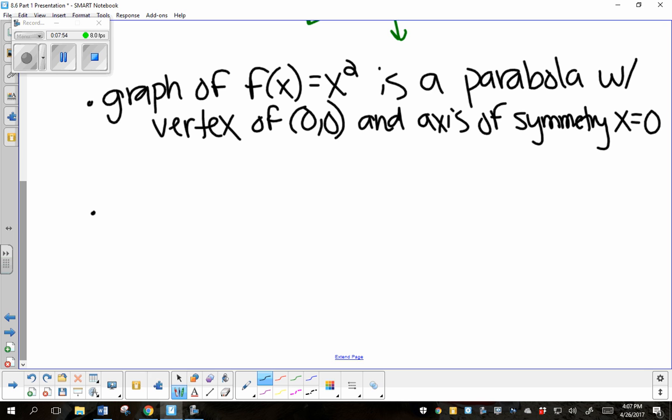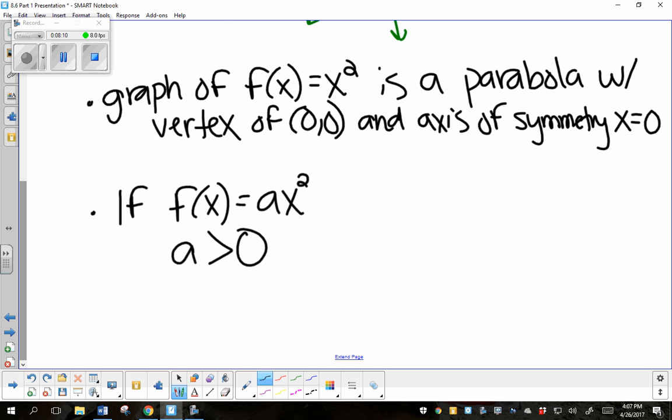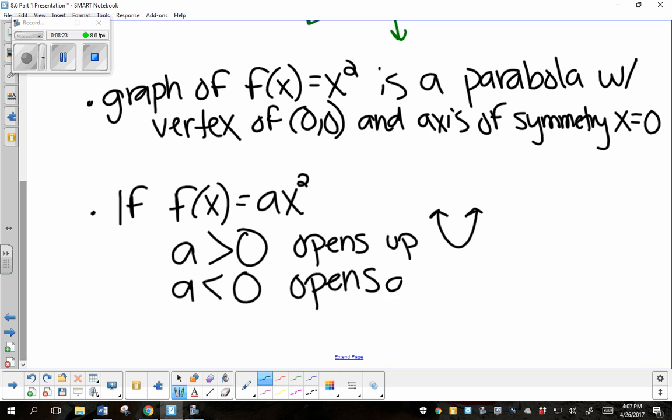Another thing we learned is that if we're talking about the graph f of x equals a x squared, if a is greater than 0, in other words, if it's positive, it opens up like a smile. So you can think positive, it's happy, it's a smile. If a is less than 0, so if it's negative, it opens down. So if the number in front of x squared, its coefficient, is positive, it's going to open up. If it's negative, it's going to open down.